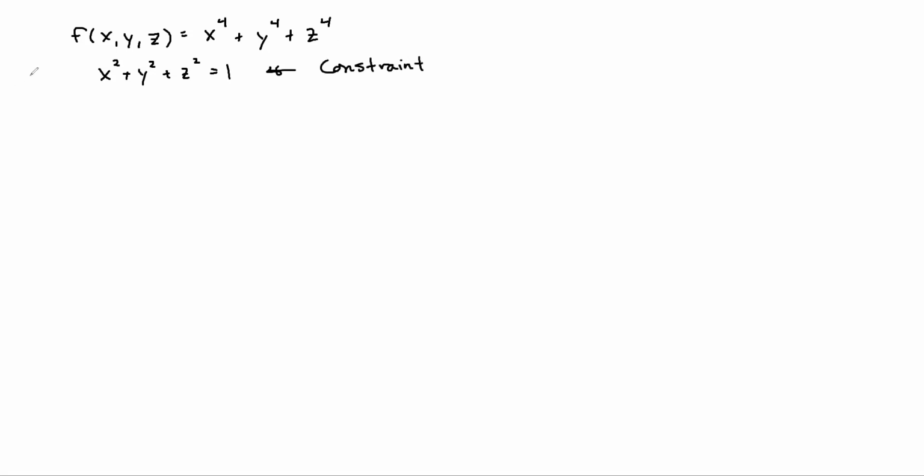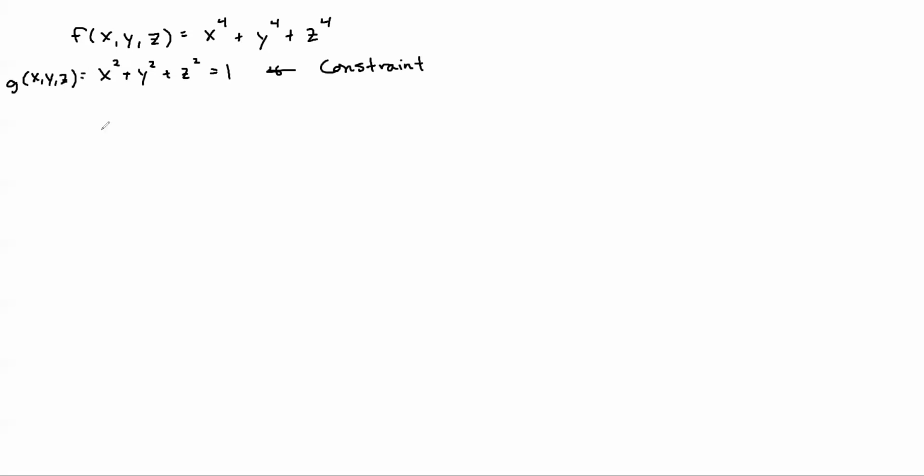All right, how about f of x, y, z? So this one has three variables. That doesn't make it really any different. The process is the same. And then we have x squared plus y squared plus z squared equals 1. This is the constraint. And so the first step you want to do is to take g of x, y, z and set it equal to that.